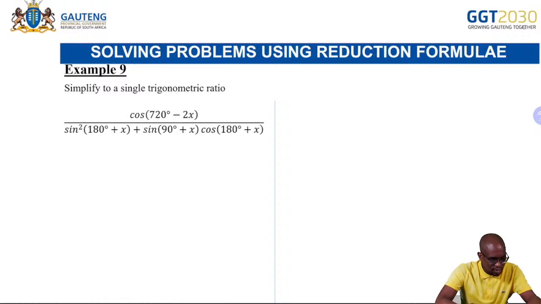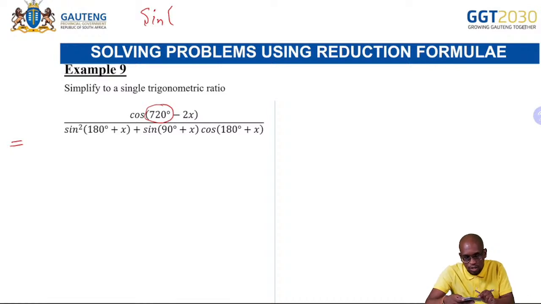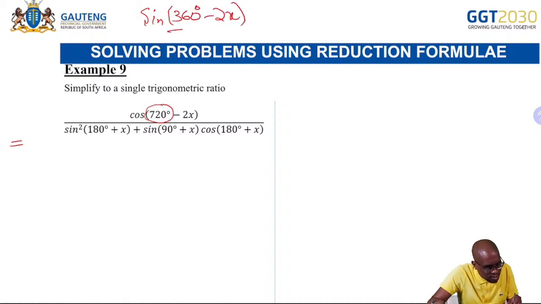We solve problems that involve reduction formulae. Sample 9. Now, if we look at this one, we are going to check 720. 720 is an angle that is greater than 360. So you are going to subtract 360 until you get to an angle that you can manage. So this is sine: from 720 you subtract 360, you get 360. So this is sine of 360 minus 2x. Now, this is in the fourth quadrant, and sine is negative, so this would be negative sine 2x.